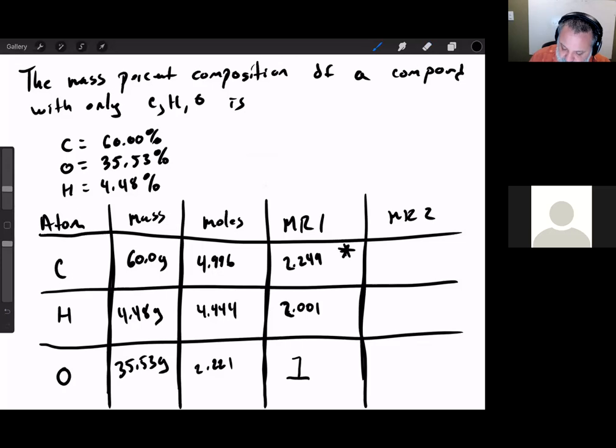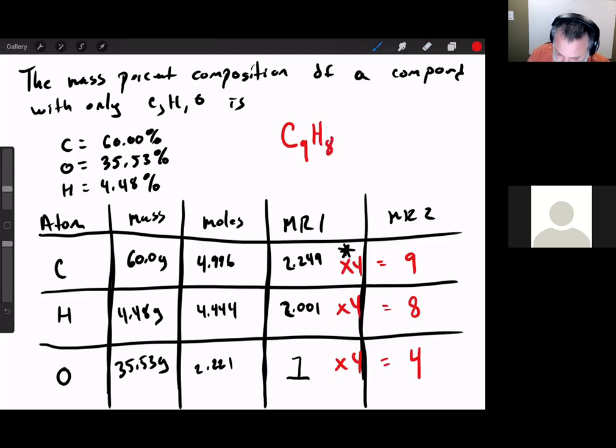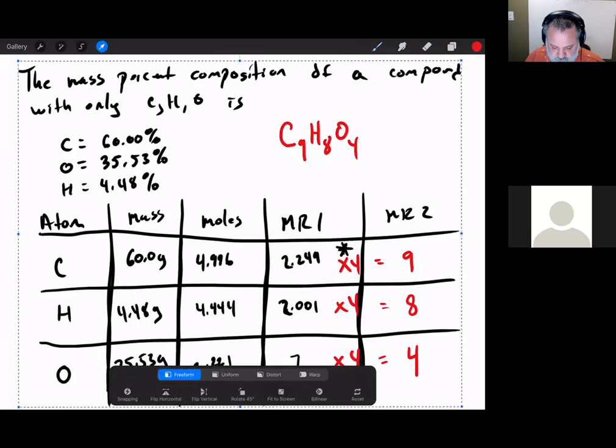And so I need to multiply everything. I multiply everything by 4: times 4, times 4, times 4. So I get 2.25 times 4. What do you get? You get 9. 2 times 4, 8. 1 times 4, 4, I think. All right, so what's the empirical formula? C9H8O4. Okay. So far, so good.